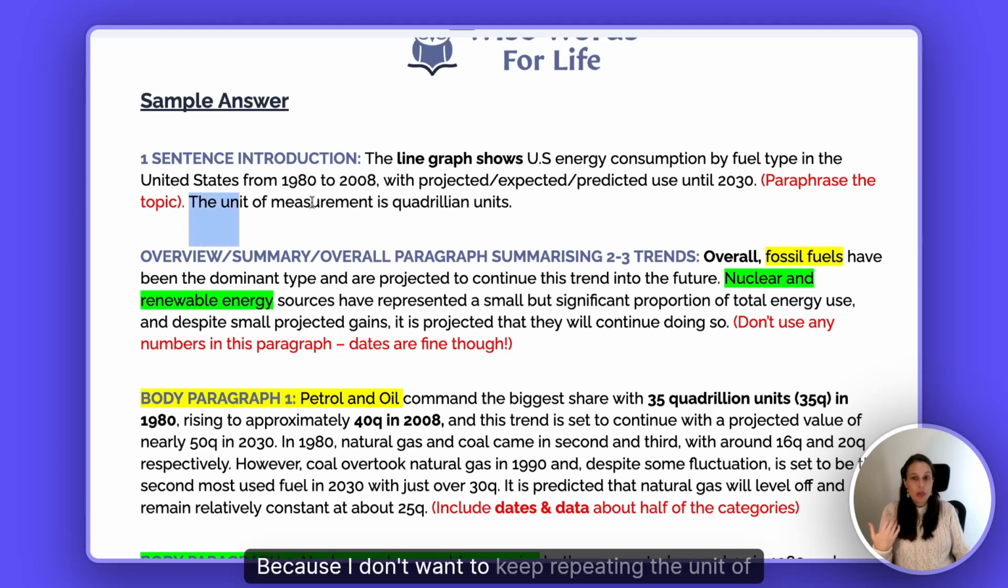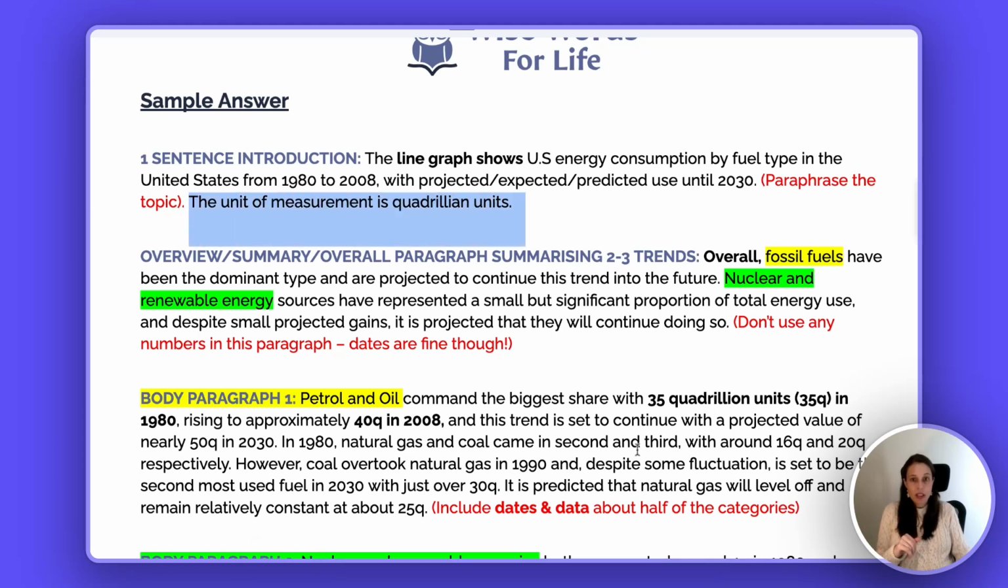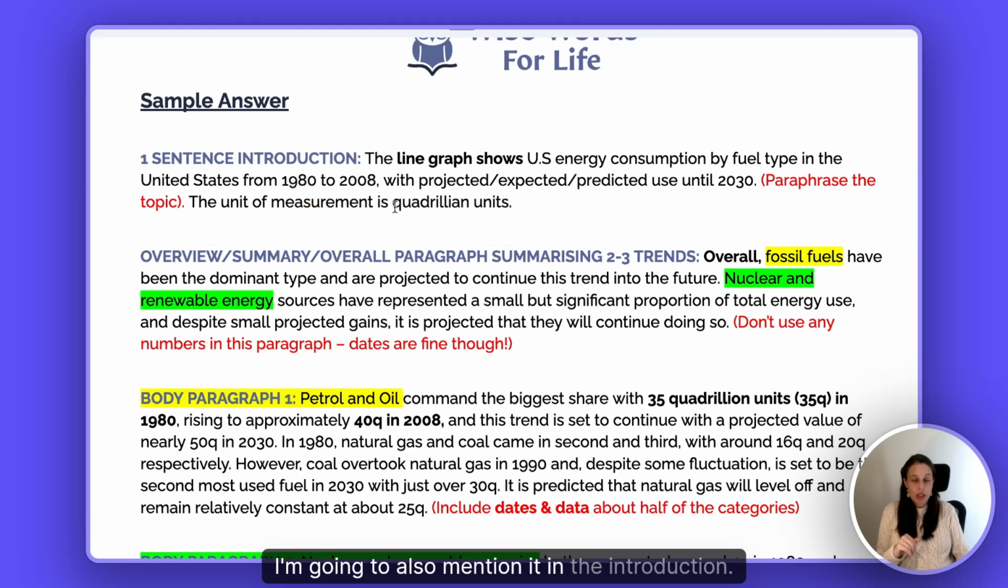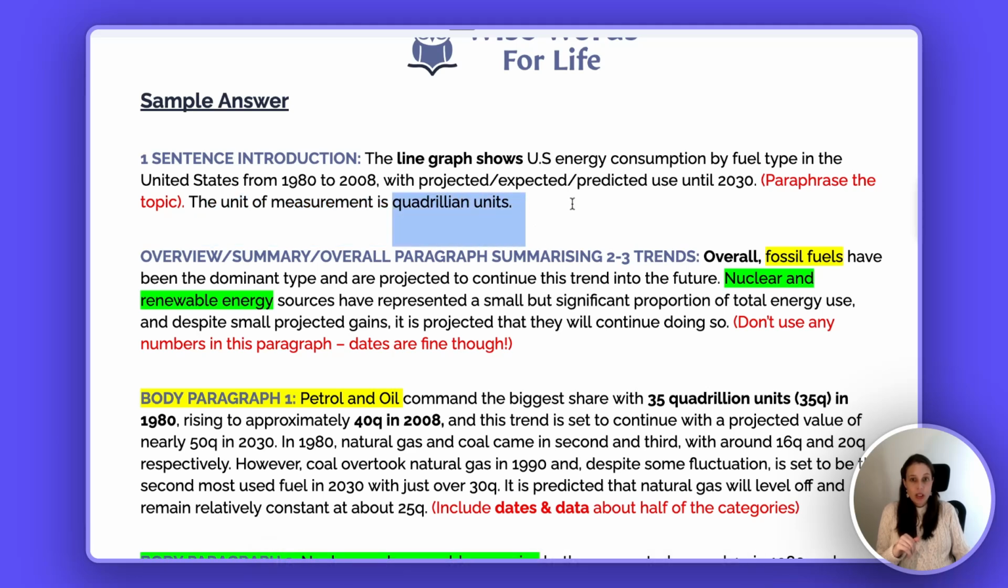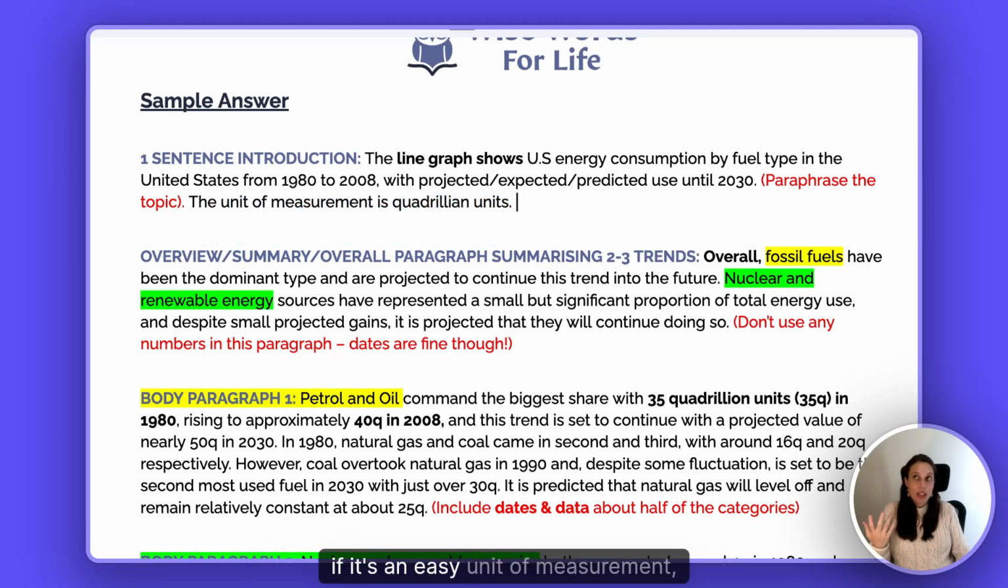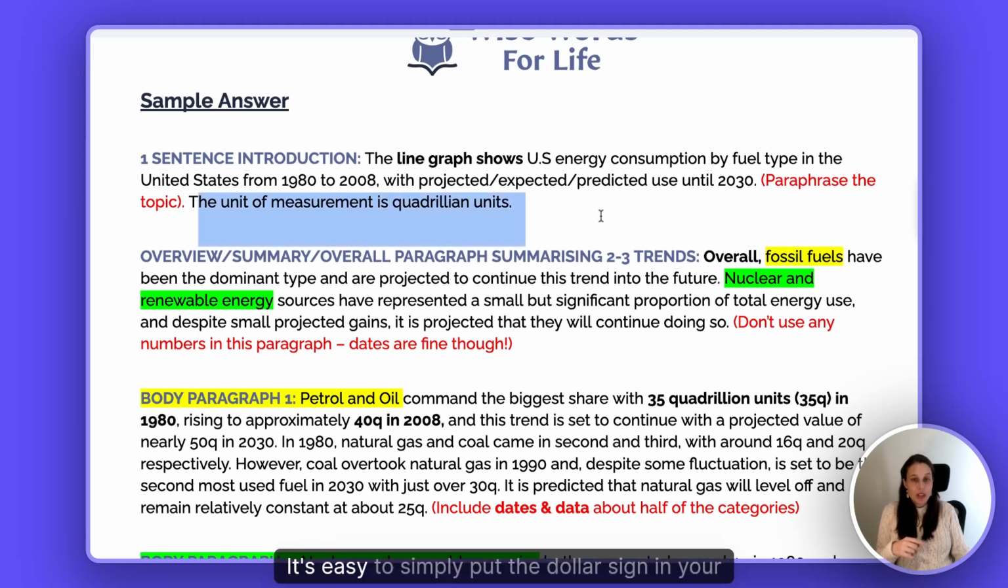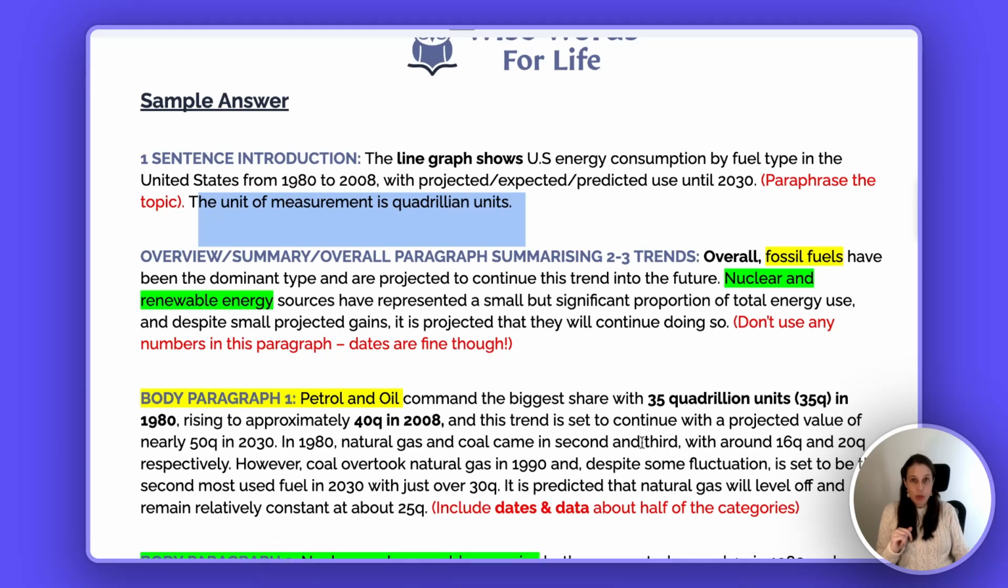Because I don't want to keep repeating the unit of measurement throughout my text, I'm going to also mention it in the introduction. However, if it's an easy unit of measurement like American dollars, then you don't need to mention this here. It's easy to simply put the dollar sign in your body paragraphs.